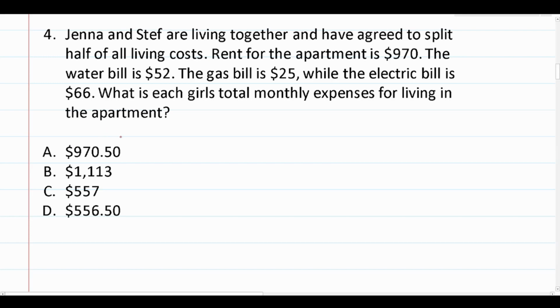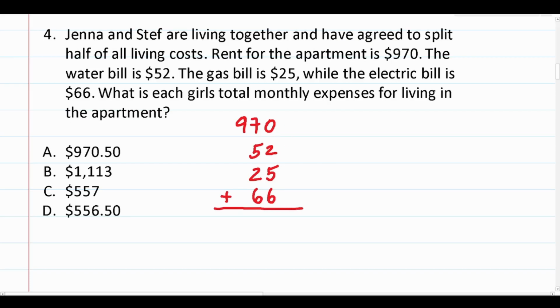So the most efficient way to solve this problem is to add up all their bills and then divide that total by 2. So let's go ahead and do that. Again, we know they pay $970 for rent, $52 for water, $25 for gas, and $66 for electric. So let's go ahead and add these up.